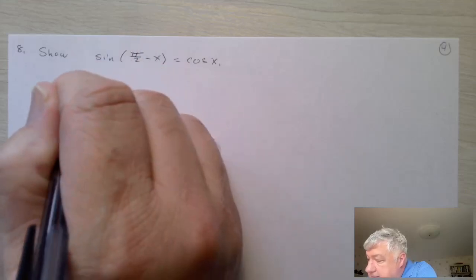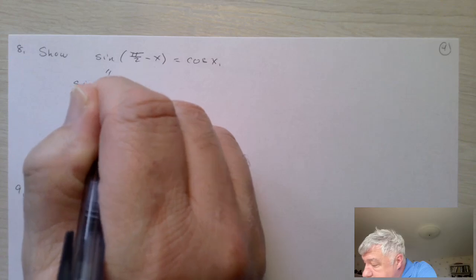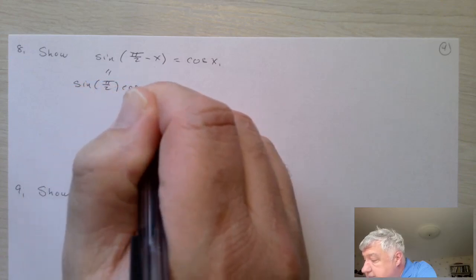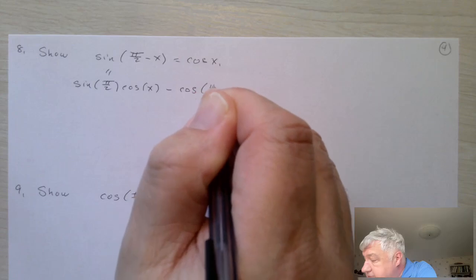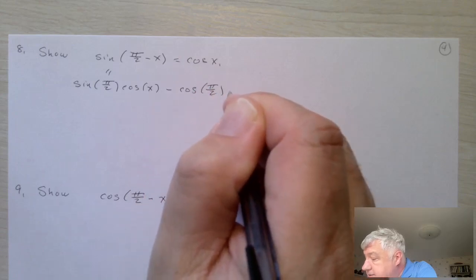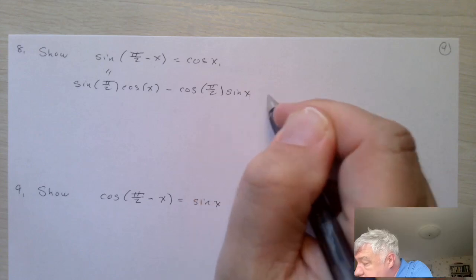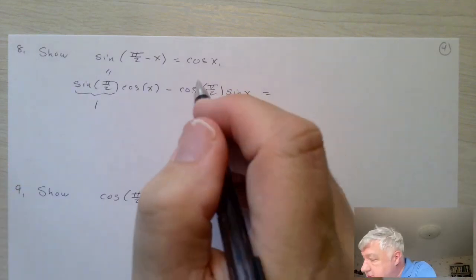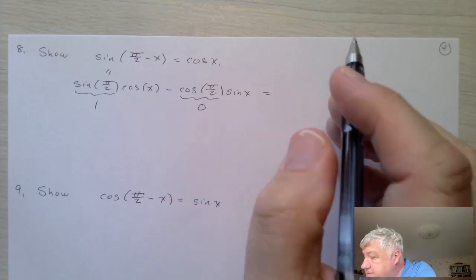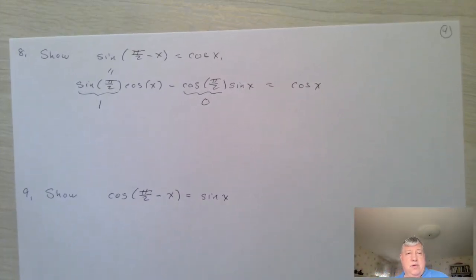This is the sine of pi over 2 times the cosine of x minus the cosine of pi over 2 and the sine of x. Okay, and the sine of pi over 2, of course, is 1. The cosine is 0, and so we just get cosine of x.